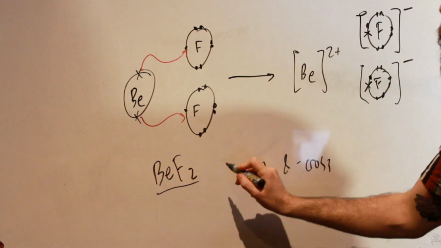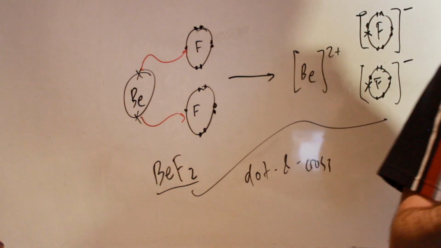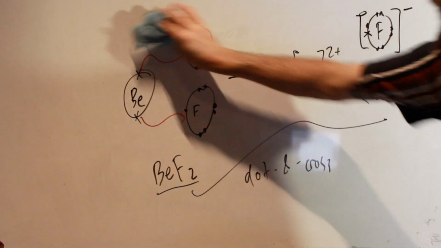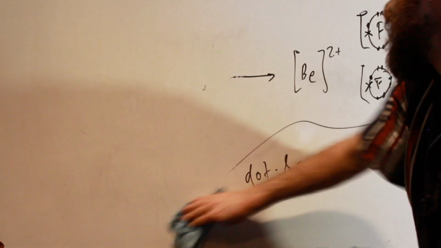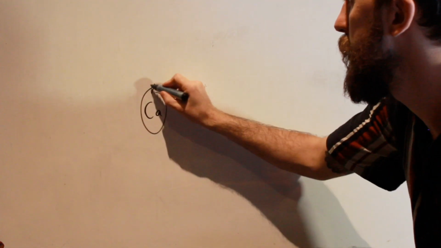So we got BeF2 showing that forming over here. Let's look at another example, calcium oxide. In this case, calcium is also group 2, so it's also going to have 2 electrons in its valence shell. So it's going to be calcium 1, 2 like that.